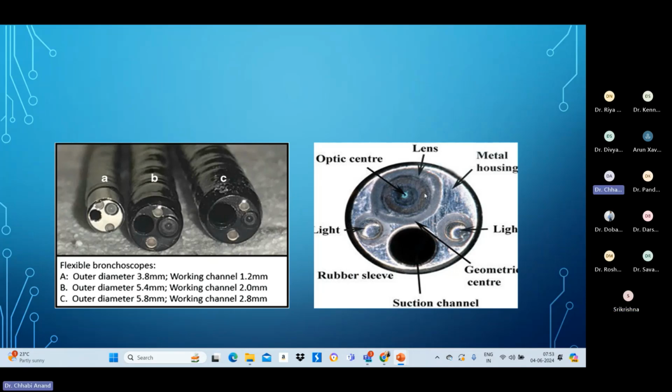This is the tip of the flexible bronchoscope. This is the optic center with lens. Metal housing is there. These are the light sources. This is the suction channel. These are various sizes of bronchoscope. This one has an outer diameter of 3.8 millimeter, working channel of 1.2 millimeter. This is an outer diameter of 5.4, and this one is 5.8.